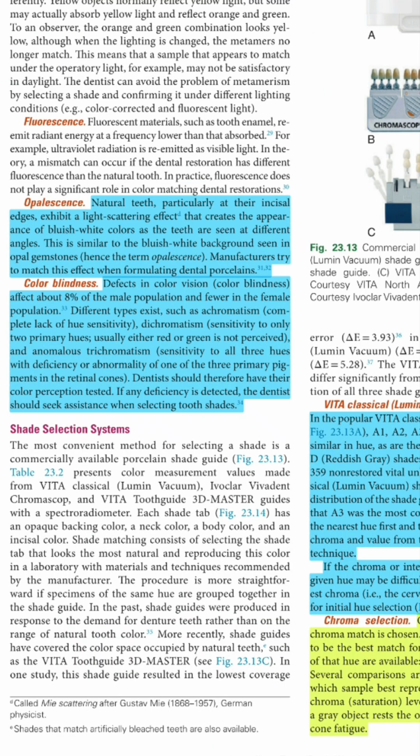Opalescence is a term for a quantity that is found in natural teeth, especially in the incisal edge, where they exhibit a light scattering effect that creates the appearance of a bluish-white color. It is also seen in gemstones, so this term is now used to indicate the manufacturer's effort to get products that can reach this high aesthetic result.